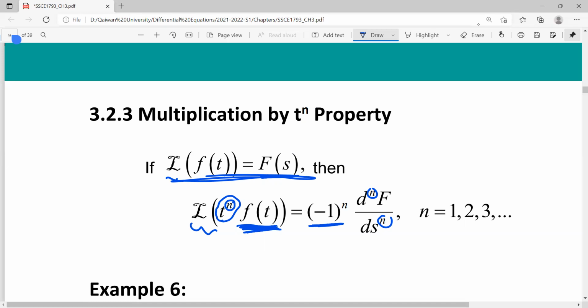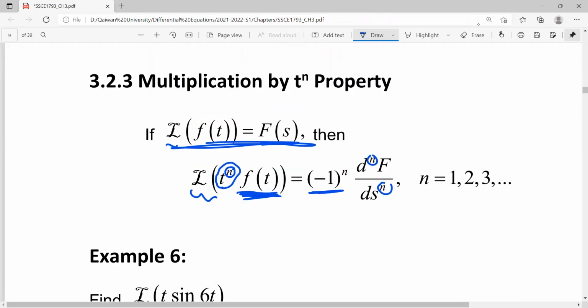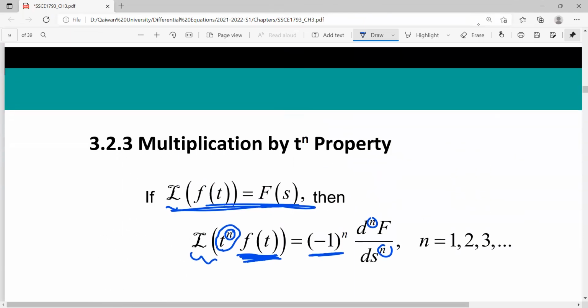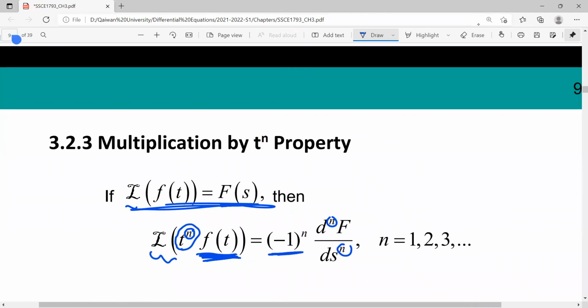For example, here we have an example. There is not enough space actually to write down another example. Here we take n derivatives for the function of s with respect to s. For example, if we have s over s squared plus 4, the derivative for this, yes, it's only rules, nothing else.